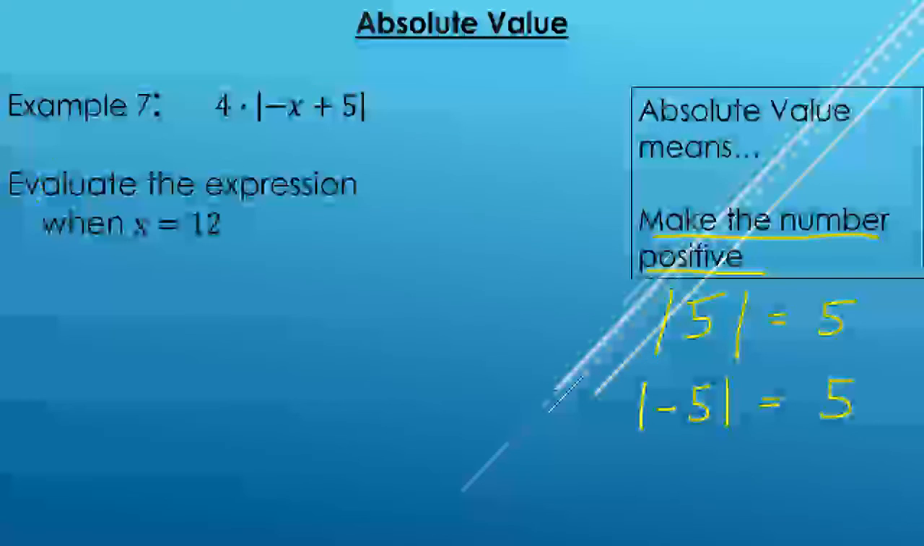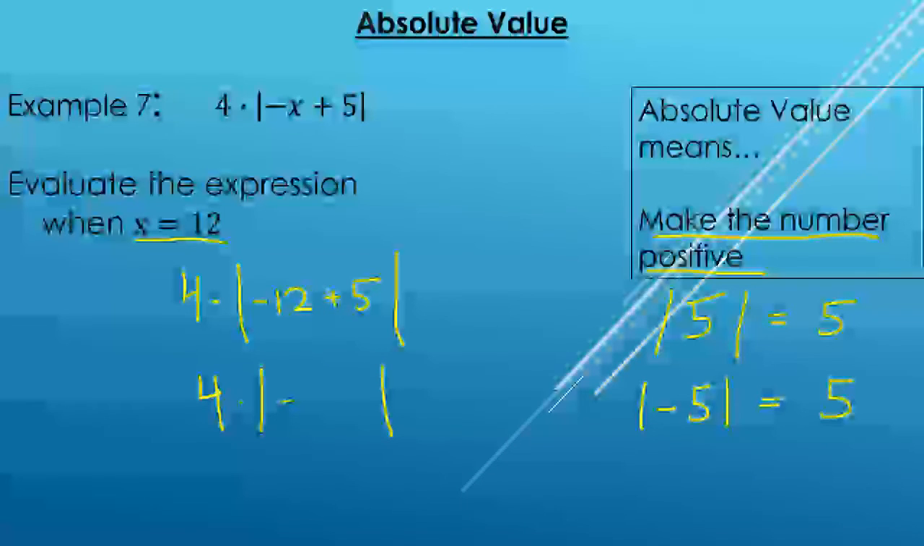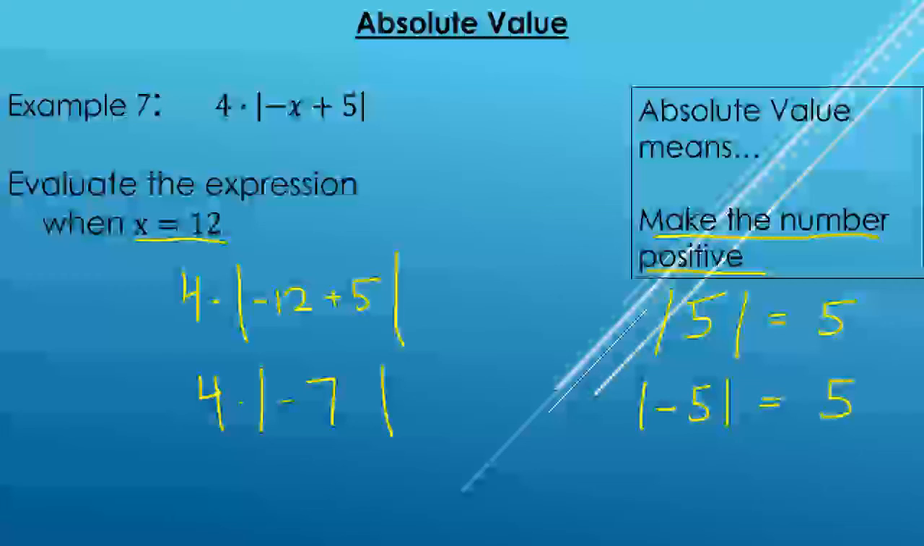This problem says evaluate the expression when x is equal to 12. So let's start by plugging in 12 for x. Now you can kind of clean that up inside the absolute value bars. Negative 12 plus 5. Who's bigger? 12's bigger, so there's going to be a leftover negative inside there. And how much? What's the difference between 12 and 5? It's 7. So negative 12 plus 5 is negative 7.